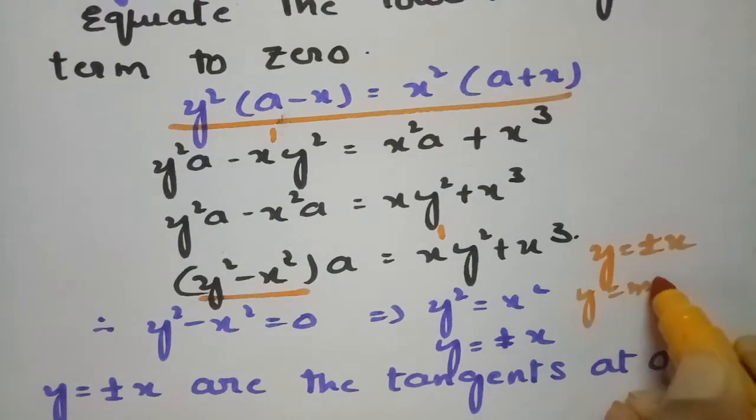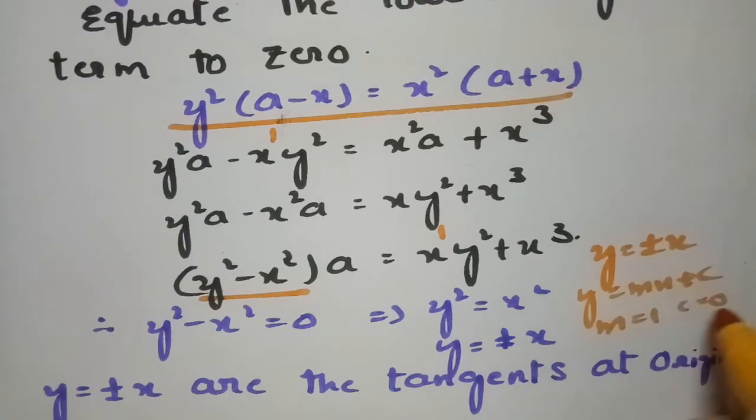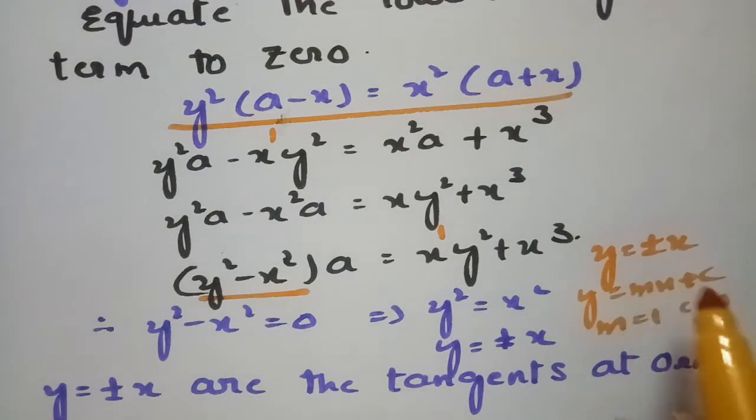When we compare with y = mx + c, the slope m is equal to 1 and the constant is equal to 0. So this is a straight line passing through the origin and making an angle of 45 degrees.